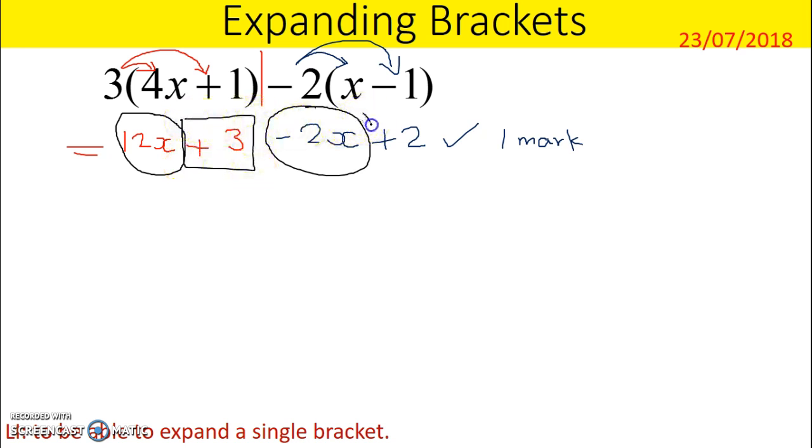The reason I'm doing this is so that you can collect the like terms, which ones are the same and which ones are not. So I've got 12x minus 2x, which will give me 10x. And in my boxes, I've got 3 plus 2, which will give me 5. That will give me my final mark in the exam.